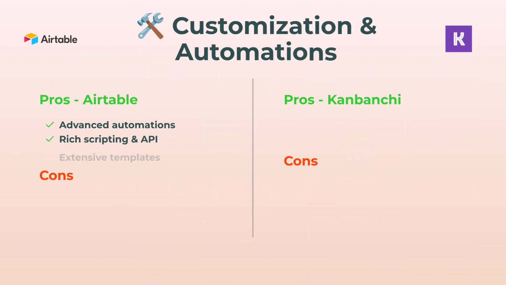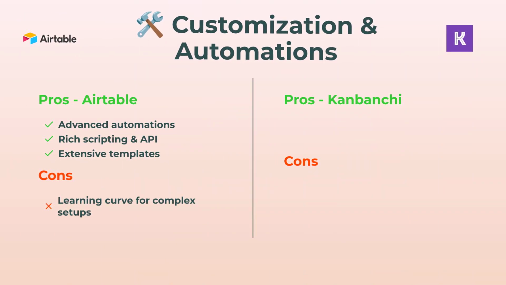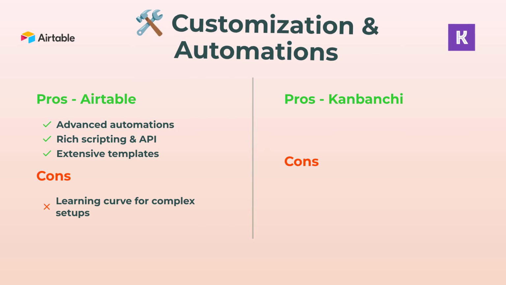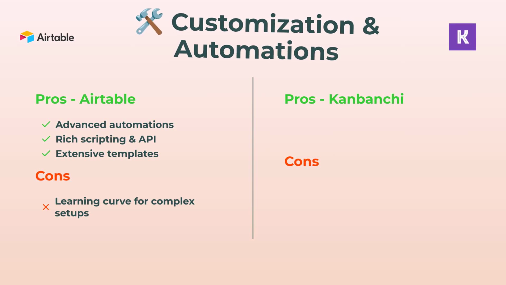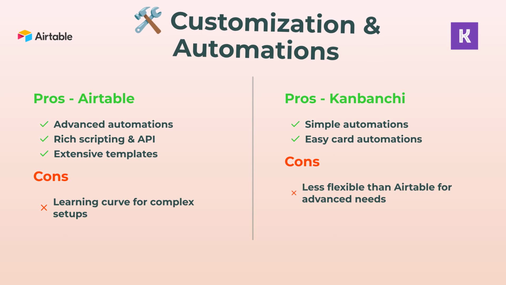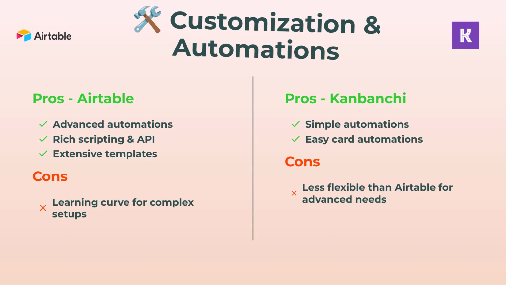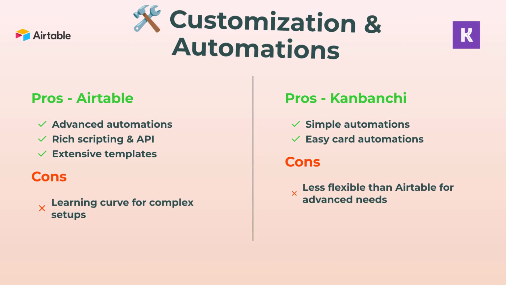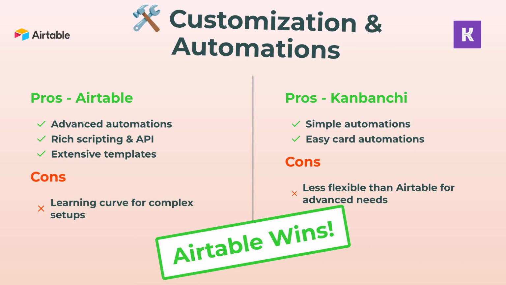Customization and automations. Now this is where Airtable flexes, big time. You can build super advanced automations, run scripts, play with APIs, and there are endless templates out there. The downside, it does take a minute to figure it all out if you go deep. Kanbanchi keeps automations much more basic. It's quick and dead simple for card level stuff, but you can't really build out wild workflows. So for the hackers and tinkerers, Airtable is the way to go.